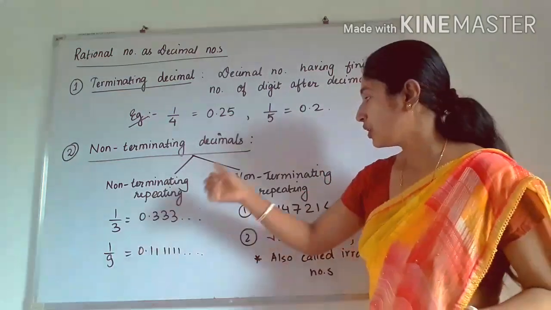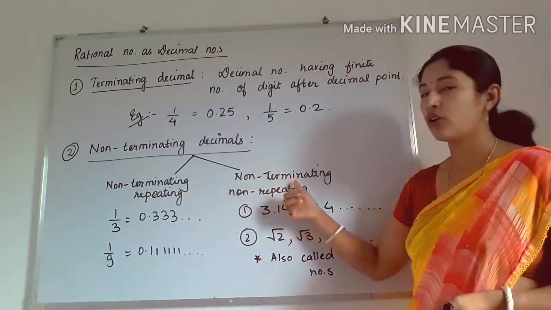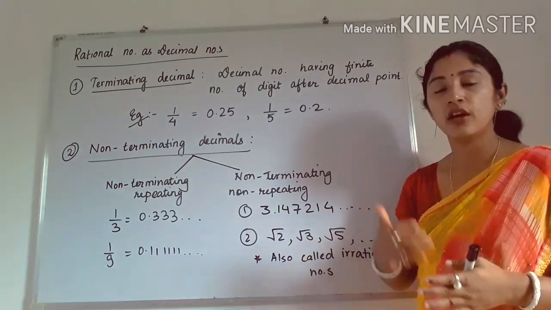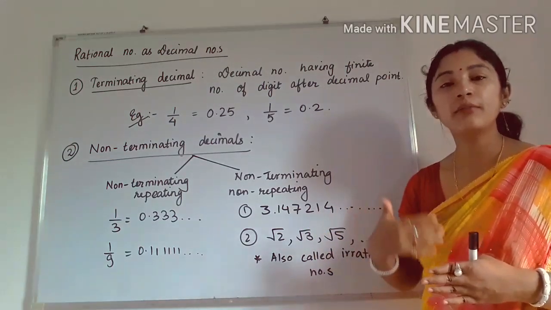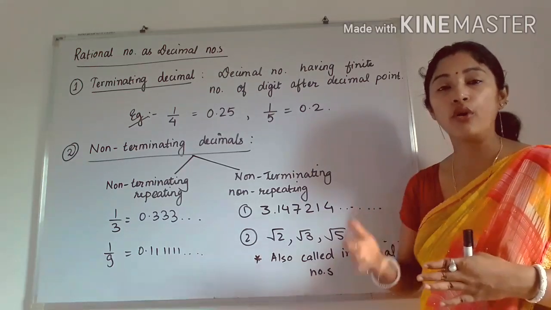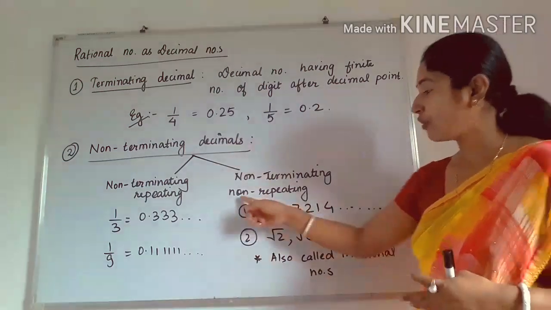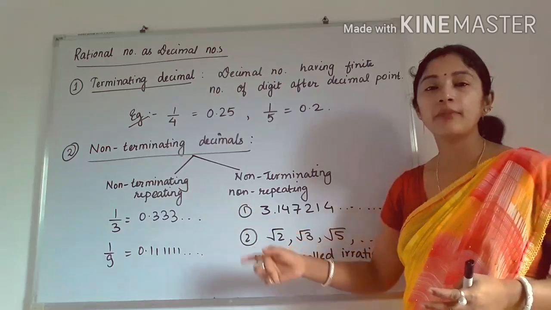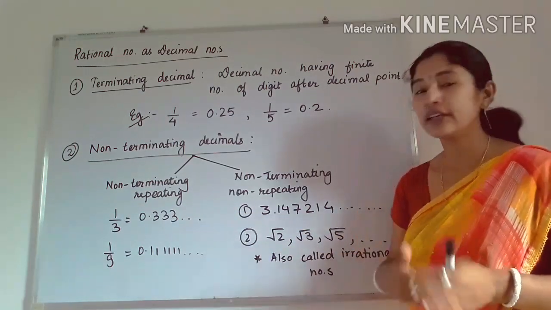Come to the next one, that is non-terminating non-repeating. Non-terminating, I already told you, means it will not finish. It will go on like that. After the decimal point there are infinitely many digits. We cannot count the number of digits. It will go on. That means the remainder will never be equal to 0. Next is non-repeating. The meaning of repeating is one digit coming many times, again and again.